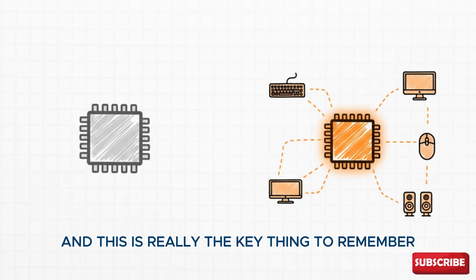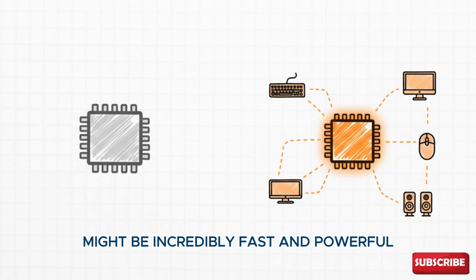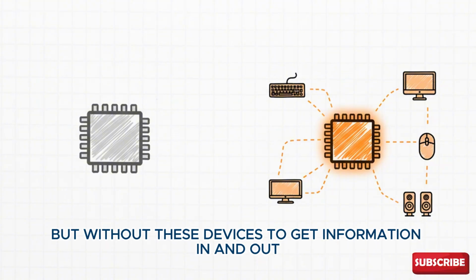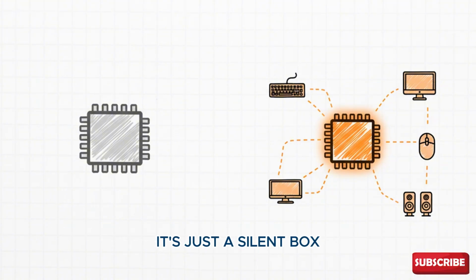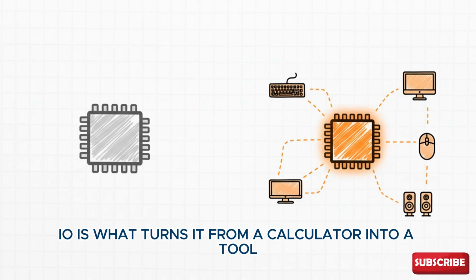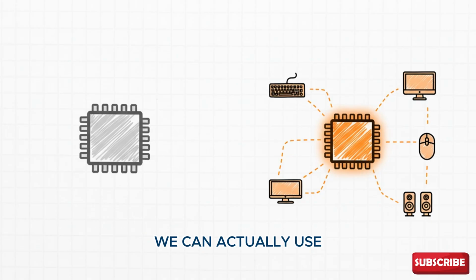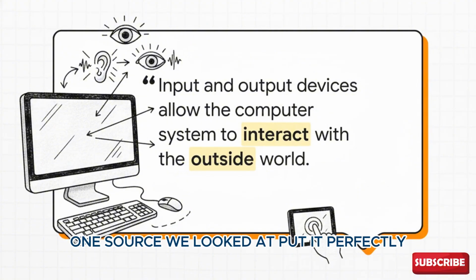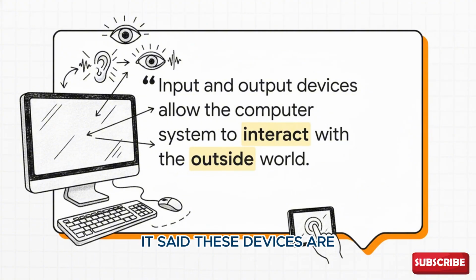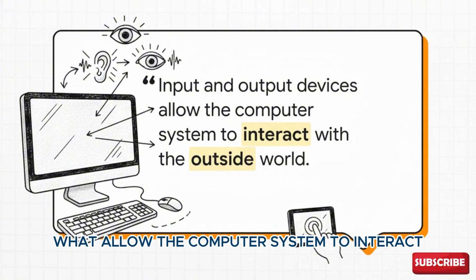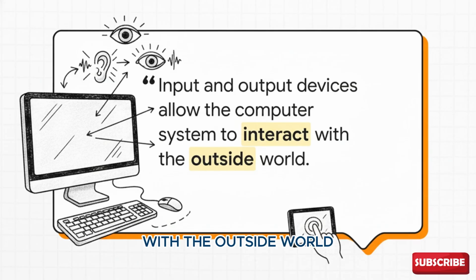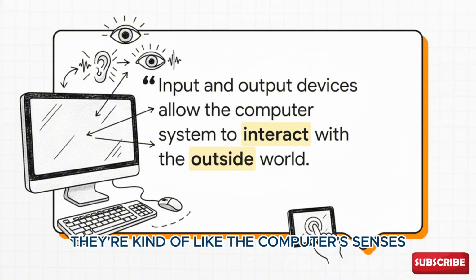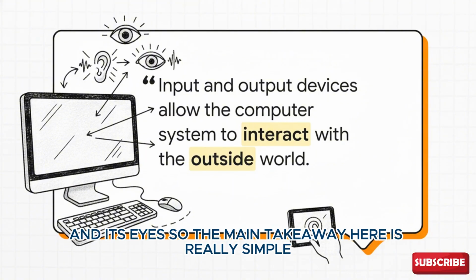And this is really the key thing to remember. A computer's processor might be incredibly fast and powerful, but without these devices to get information in and out, it's just a silent box. I/O is what turns it from a calculator into a tool we can actually use. One source we looked at put it perfectly. It said these devices are what allow the computer system to interact with the outside world. I love that. In a way, they're kind of like the computer's senses, its voice, its ears, and its eyes.